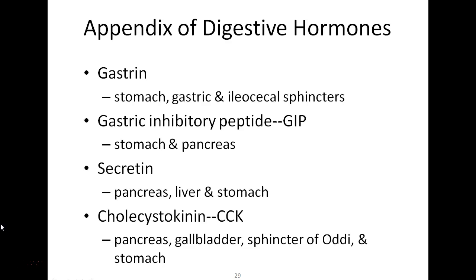Another hormone secreted is going to be gastric inhibitory peptide, abbreviated by GIP. That's going to be found in the stomach and the pancreas. And here we're going to be inhibiting the activities of the stomach.